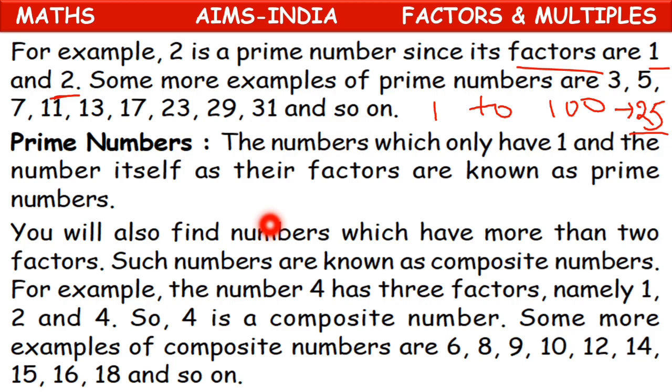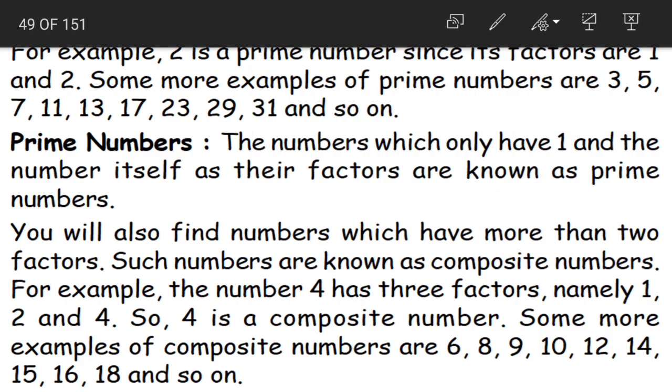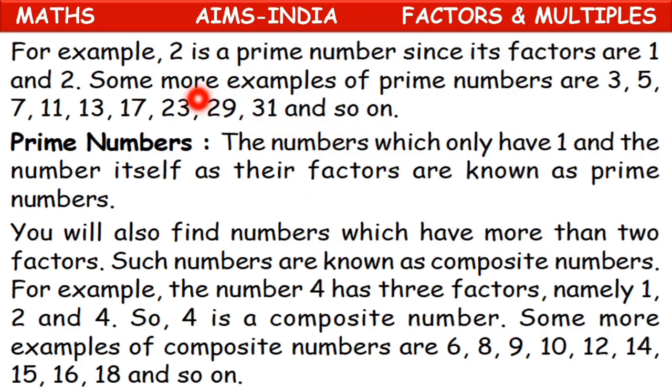Now the method of finding prime numbers will be taught to you in your further classes, that is in your 5th class. You will learn the method to find all the prime numbers from 1 to 100. But for now, remember these basic prime numbers. What are they? Repeat. 2, 3, 5, 7, 11, 13, 17, 23, 29, 31.